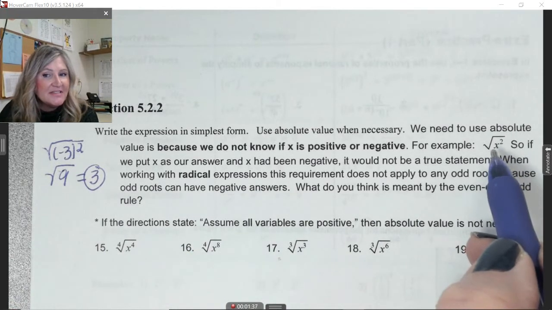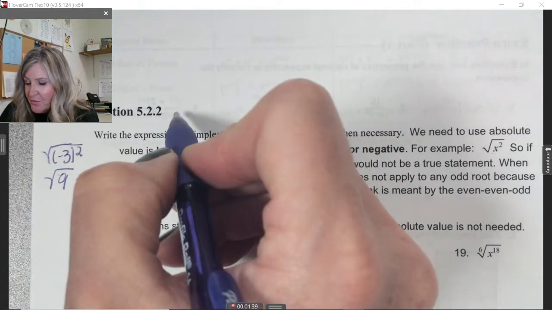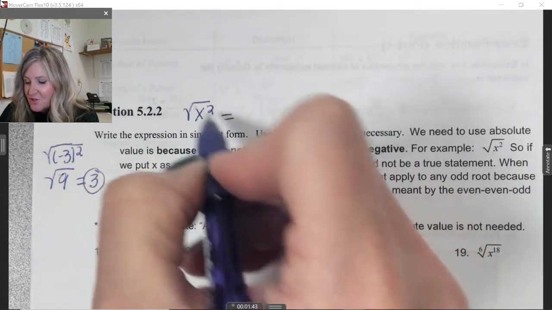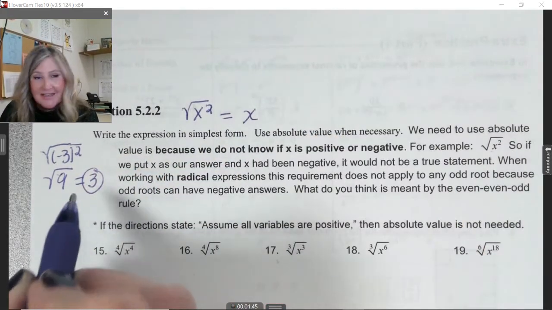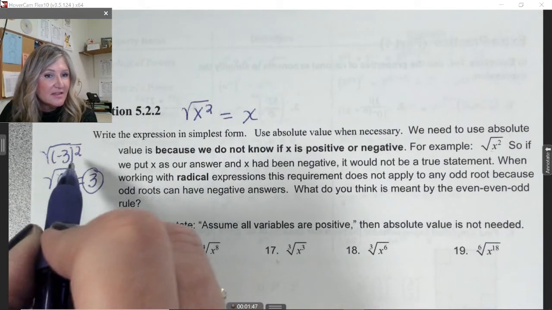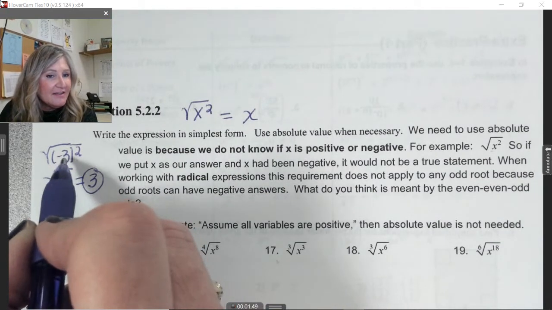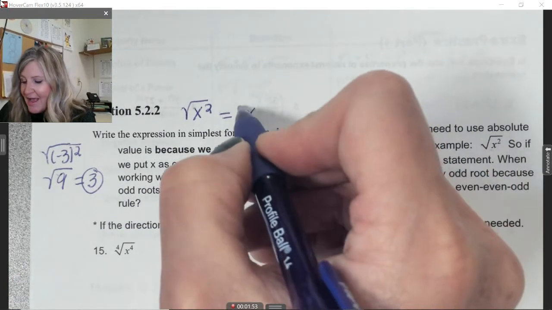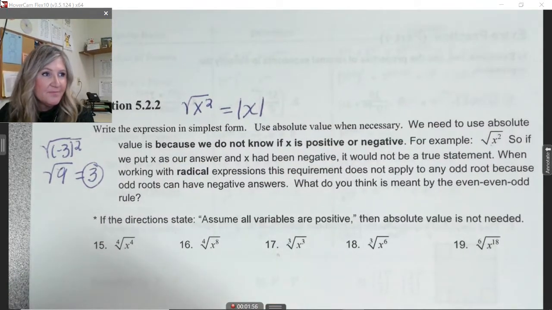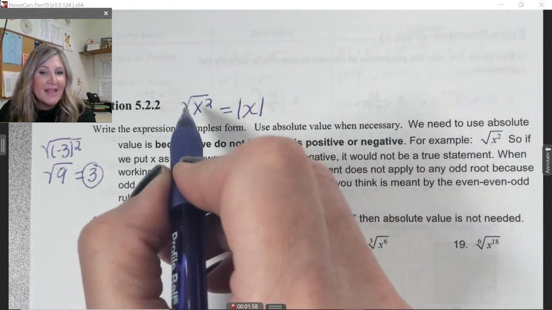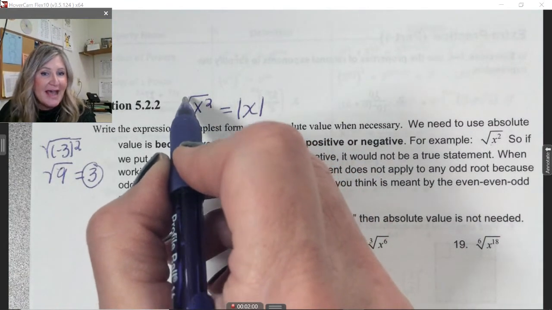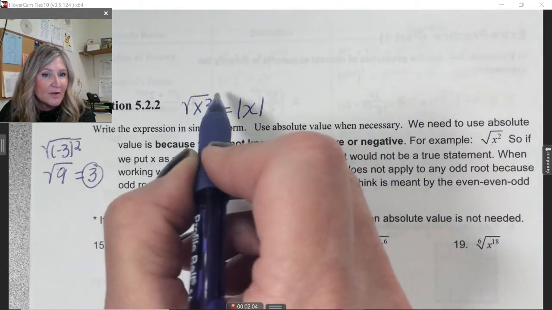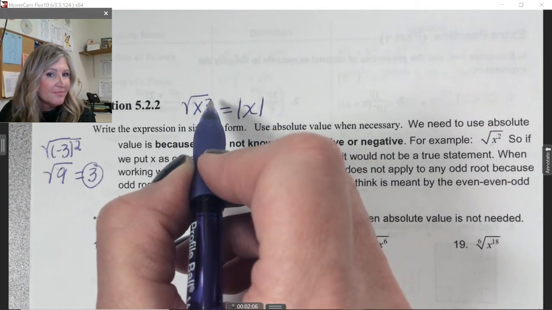So what happens is, if I have to do the square root of x squared, I can't just say the square root of x squared is x, because it isn't in all cases. If our x is a negative, our answer ends up being a positive. So I have to use absolute value on it. That's what we have to get at on this problem. The absolute value must be used if I'm taking the square root of x squared.